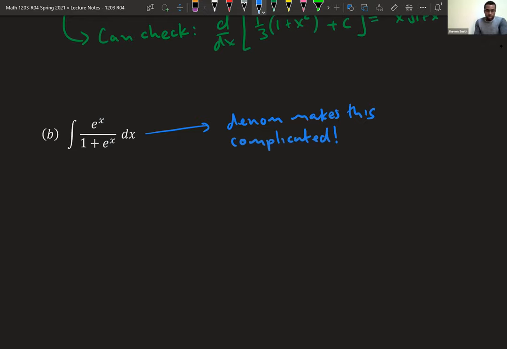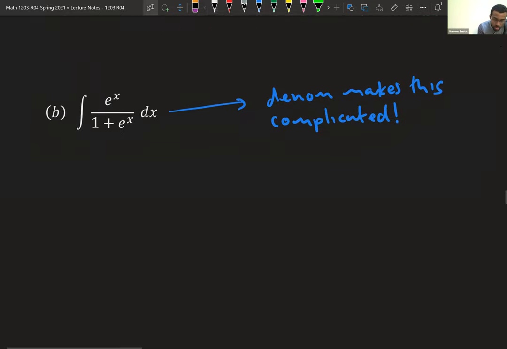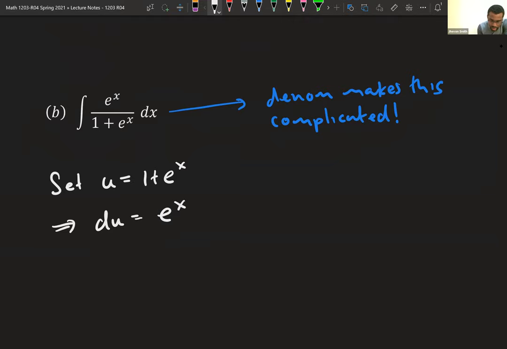So what I can do, because the denominator wasn't there, I would have the integral of e to the x, it'll be fine, right? So what I can do here is set u equals 1 + e to the x, the denominator. This means that my du is going to be the derivative of that side, e to the x dx. This means I can solve for my dx. It's going to be du over e to the x.